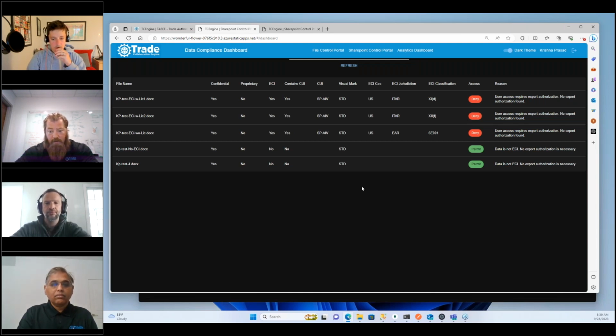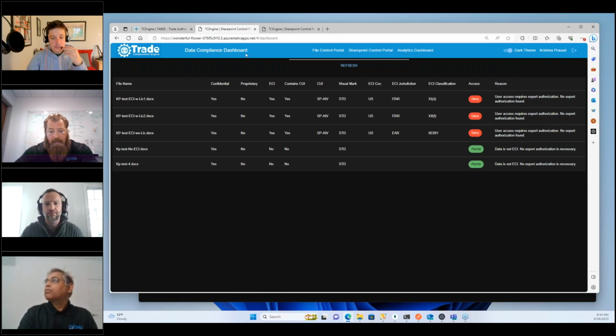So you'll see here we've got a couple of greens down below. These are both non-ECI, right? So ECI no. And you'll see over there to the right, data's non-ECI, no export authorization is necessary, right? So those are both approved. Now you'll see 3 up at the top here where Krishna does not have access because there's not an authorization, and that's clearly stated in the reason code that's being returned from Axiomatics.